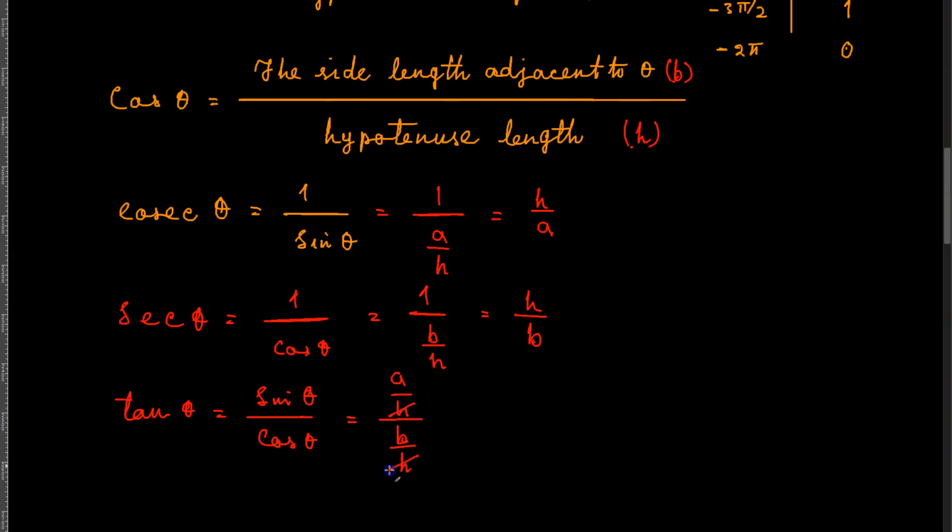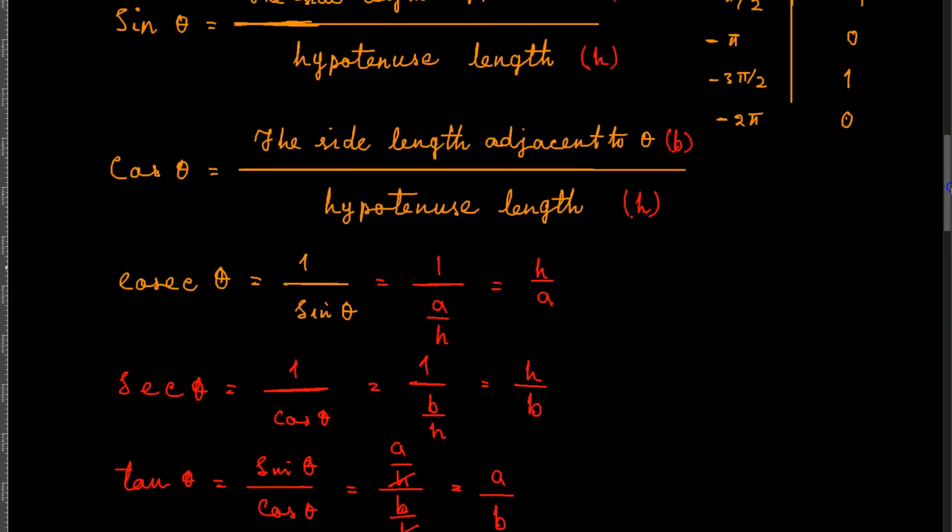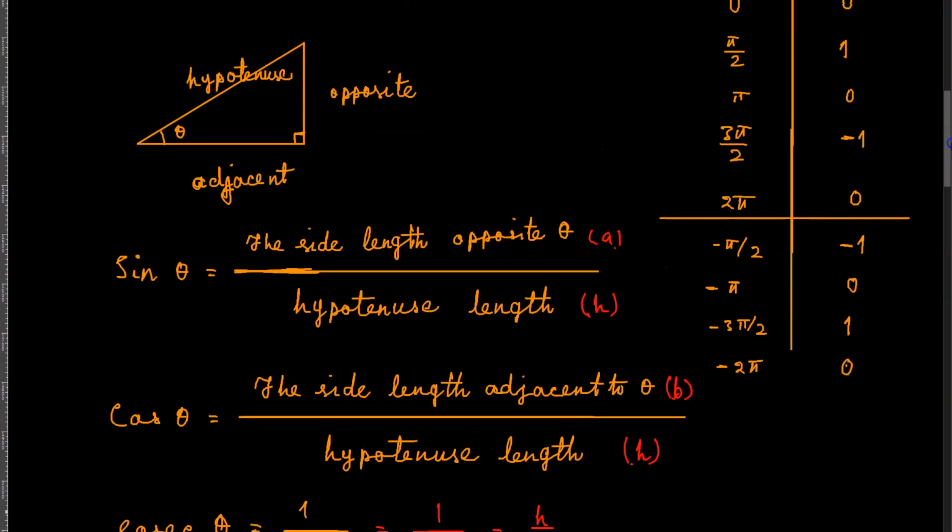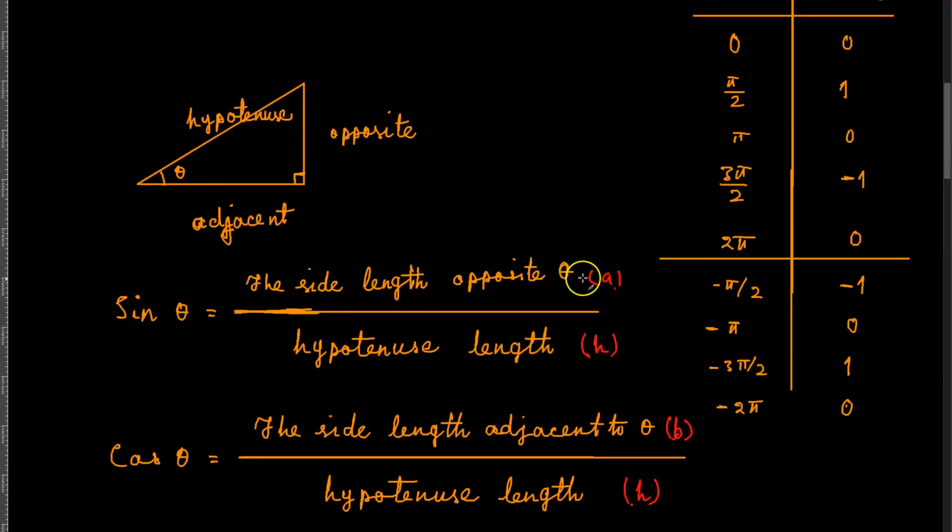So h and h you can cancel out, it's a divided by b. So meaning that for tan theta, you simply take a, which is the side length opposite theta, and you divide it by the side length adjacent to theta, meaning that this side divided by this side would be the tan of theta.